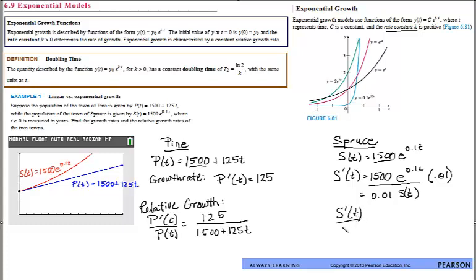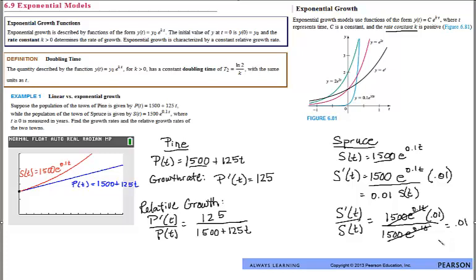procedure. We're going to compare it with itself, and so I would get 1500 e to the 0.1t times 0.01 over 1500 e to the 0.1t. These guys cancel, leaving me with a relative growth rate that is a constant.